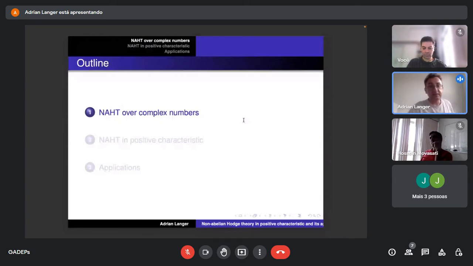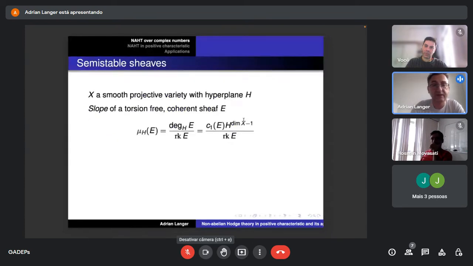So the first part is non-abelian Hodge theory over complex numbers. And I'm going to start with something completely elementary. You can't talk about non-abelian Hodge theory without some semi-stability notions. So I will need to fix some smooth projective variety with an ample divisor. For example, we take a hyperplane in some projective space in which X is embedded.